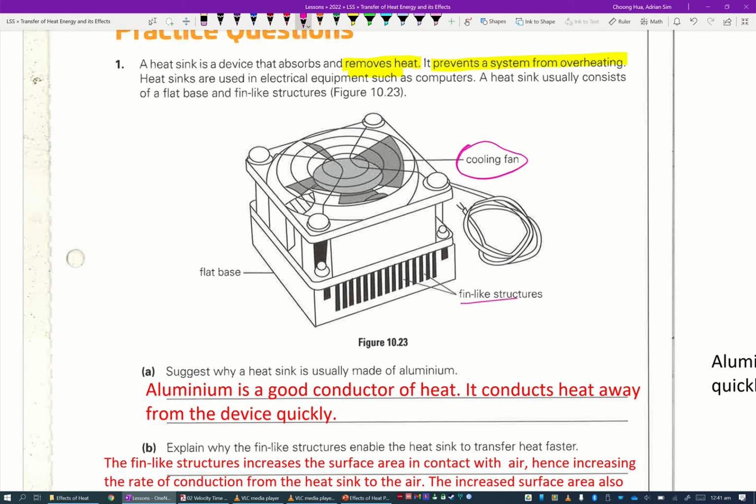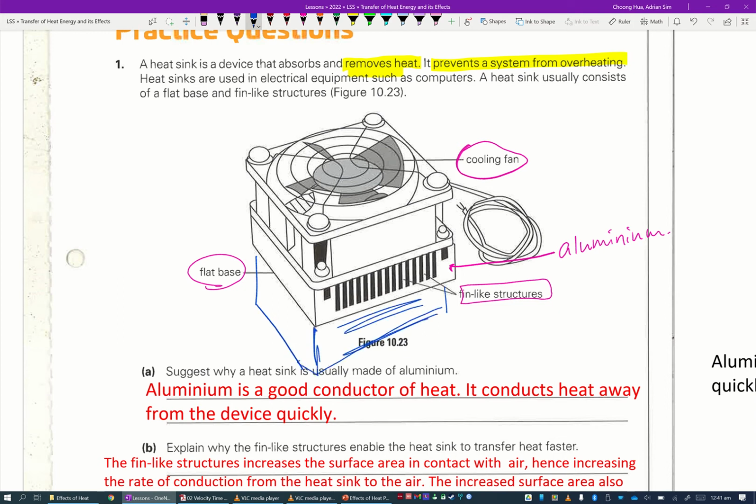Next, you have fin-like structures, and this is a flat base. So generally, this is the main part that's made of aluminum, as stated in the question. And a flat base, and I'm going to illustrate here, this is where your device is. The heat sink is placed on top of your electronic device. Now, without even looking any further, how does this whole structure keep this device cool? The device you're mentioning here is usually a central processing unit, but you don't have to know that. All you have to know is a device.